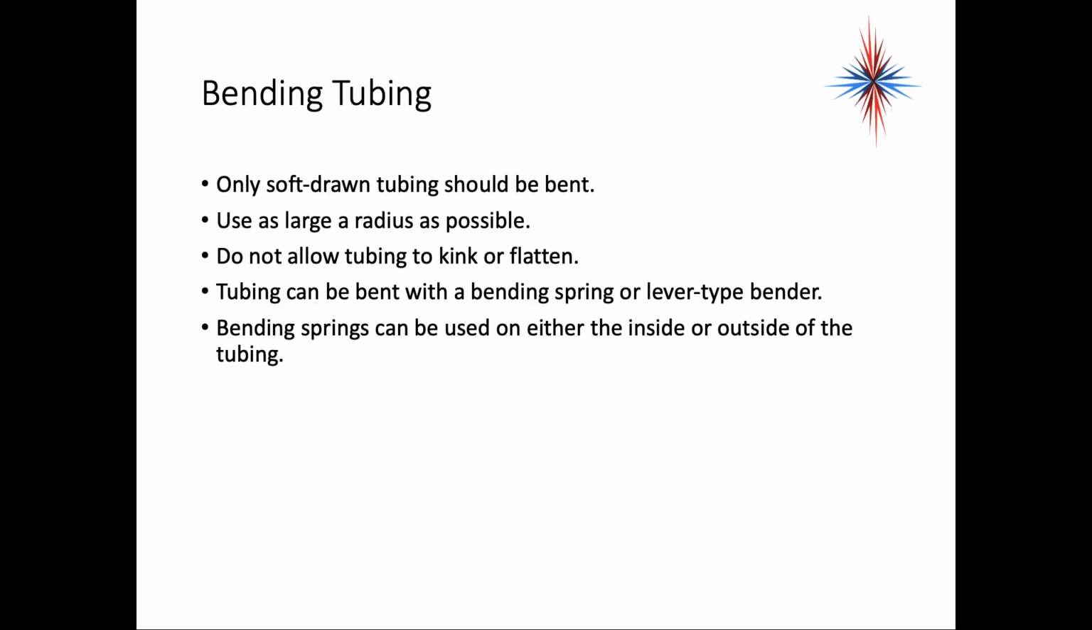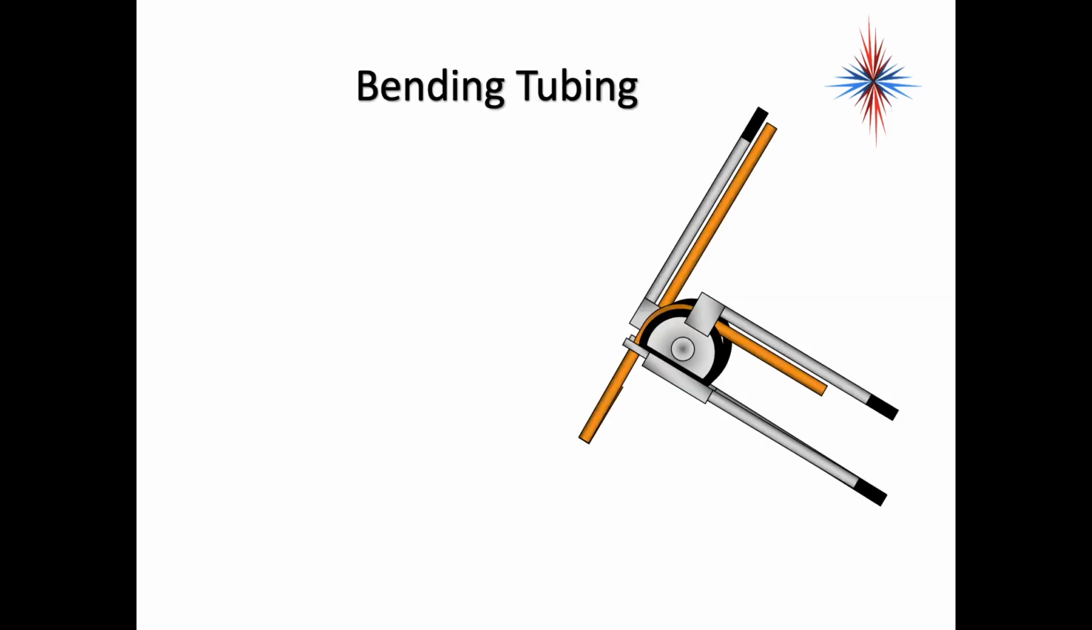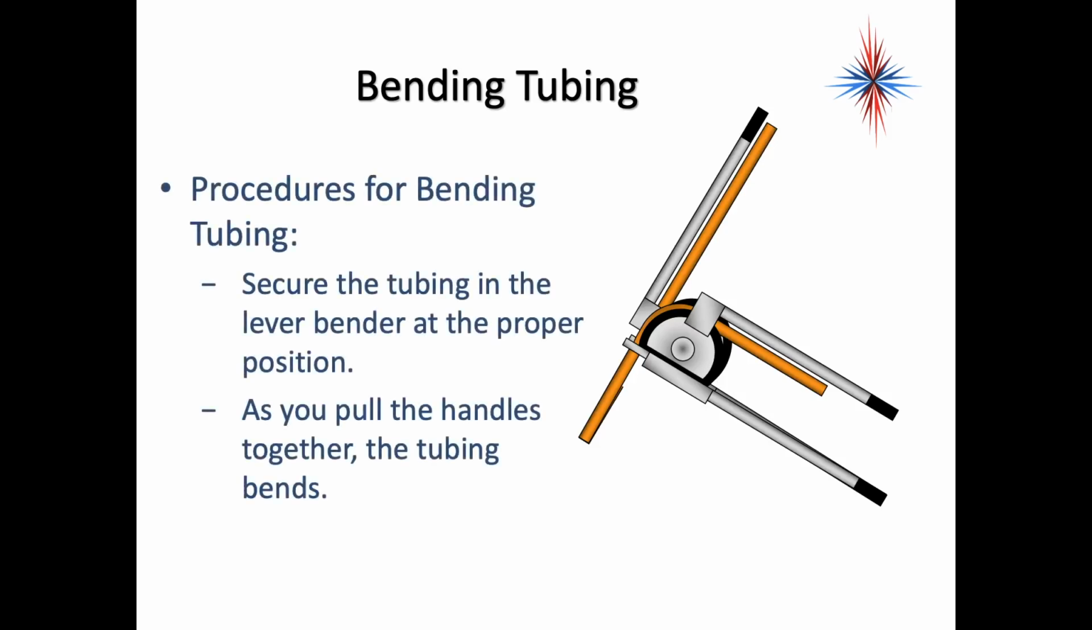Okay, only soft-drawn tubing should be bent. You want to use bends of as large a radius as possible. Don't allow tubing to kink or flatten. Tubing can be bent with a bending spring or lever-type bender. Bending springs can be used on either the inside or outside of the tube. Now, this is a lever-type bender. Secure the tubing in the lever bender at the proper position. As you pull the handles together, the tubing bends on the guide, and the guide has specific ridges for different types of tubing.